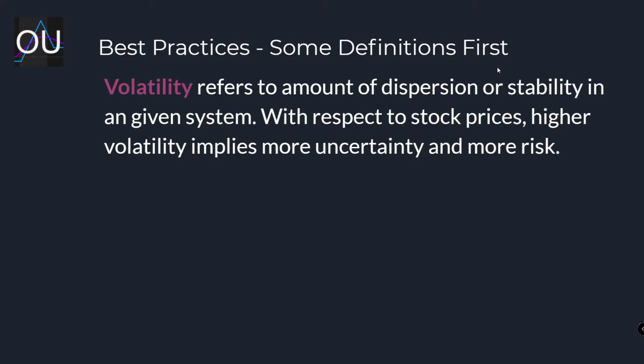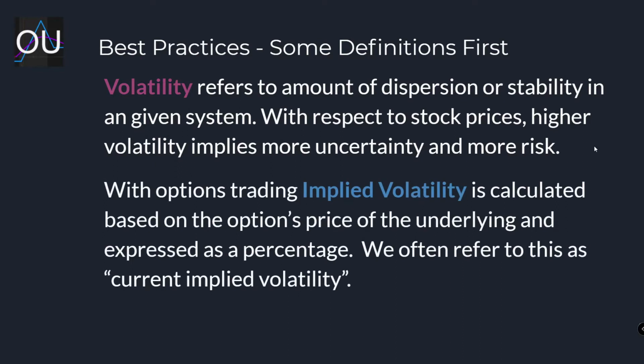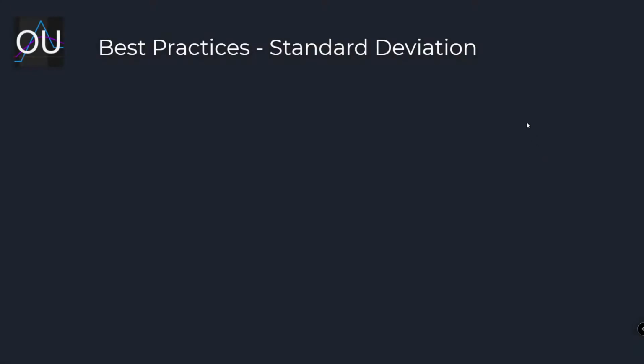First, volatility refers to the amount of dispersion or stability in a given system. With respect to stock prices, higher volatility implies more uncertainty and more risk. With option trading, implied volatility is calculated based on the option's price of the underlying and expressed as a percentage. We often refer to this as the current implied volatility. This is the most important distinction, guys, that the implied volatility is really based on the option price, not the stock price. Something to consider.